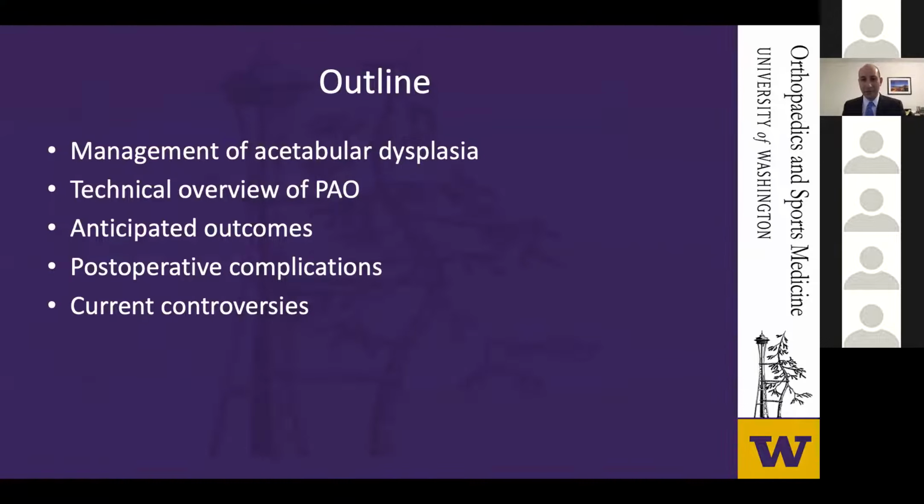Good morning, everybody. And Ryan, thank you for an excellent and thorough introduction to the topic. Objectives for the second half of Grand Rounds are to discuss the management of acetabular dysplasia in adolescents and young adults, as well as review the major steps of a periacetabular osteotomy. I will touch on some of the recent literature regarding anticipated outcomes, complications associated with the procedure, as well as current controversies in hip preservation.